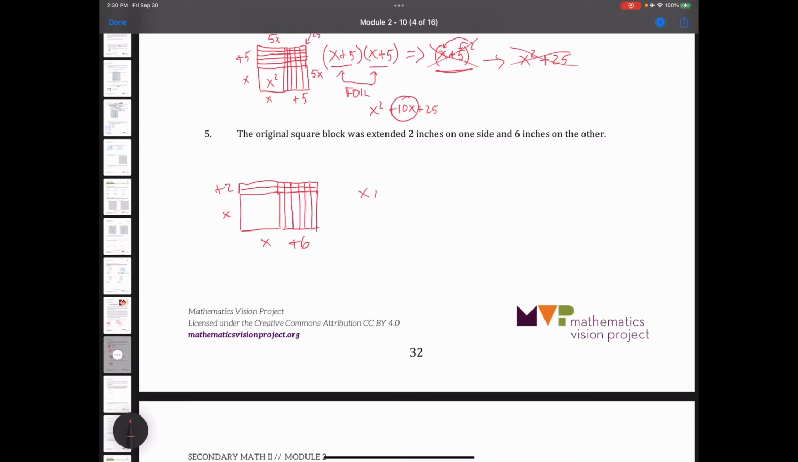So when I find the area in terms of side lengths, it is x plus 2 times x plus 6. When I find the area in terms of area blocks, it's x squared plus 2x on the top and 6x on the right side. So it'll be plus 8x plus I have 6 times 2, which is 12 unit blocks. Okay, so there's number 5.